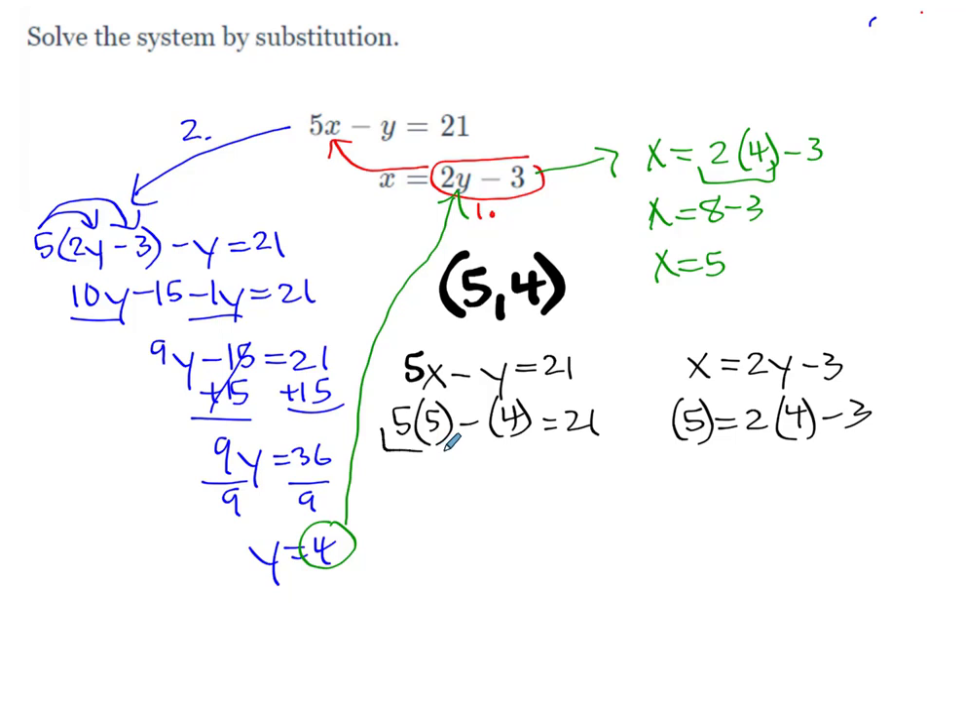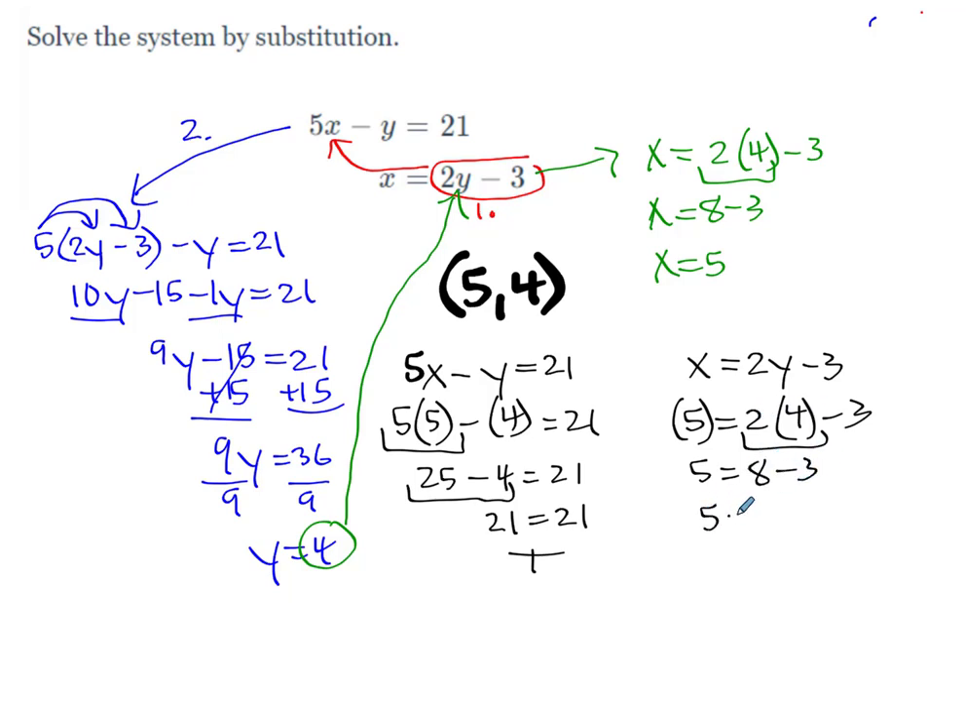The one on the left, I'm going to have to multiply 5 times 5 before I subtract 4. So that's going to give me 25 minus 4 is equal to 21. And 25 minus 4 is actually 21, and 21 does equal 21. That's true. For the other, multiply before we subtract. So 2 times 4 is 8, minus 3, and 5 is equal to 5, and that is also true. 2 trues in a system means that it works, so 5 comma 4. And there you have it.